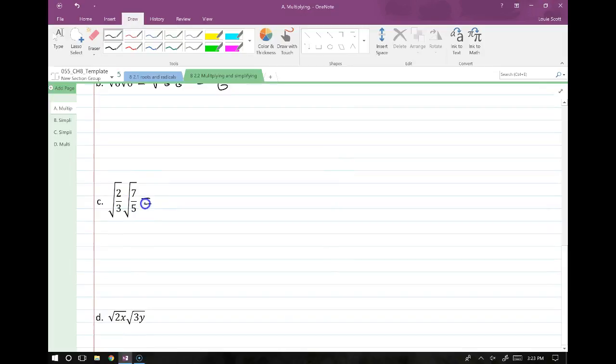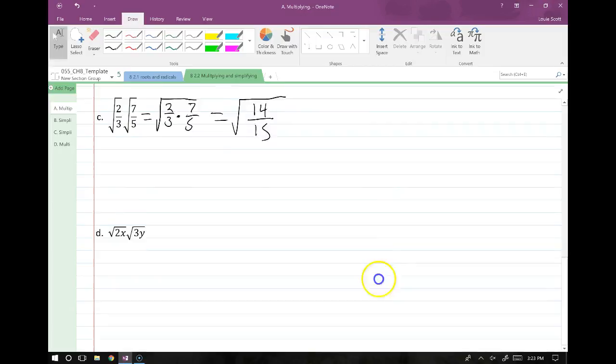All right, for two fractions, we do the same thing. We extend the square root over the entire multiplication. And so for this one, we now have 2/3 times 7 over 5. All right, now we do the fractional multiplication within the radical. And so we go straight across the top and straight across the bottom. This gives us 14 over 15. And that's it.